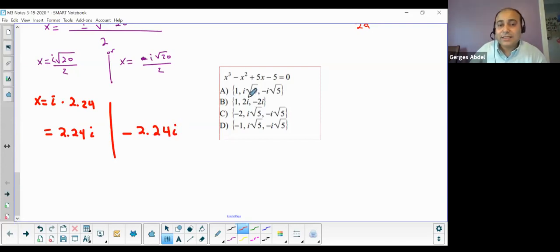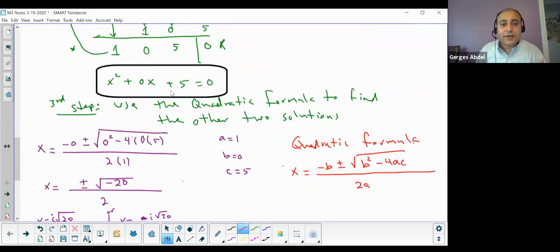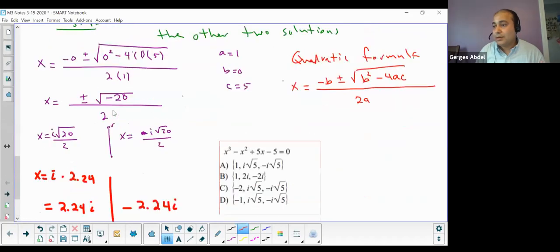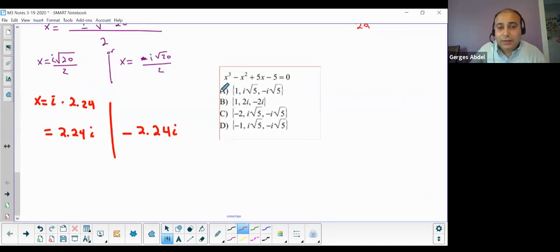So which one is the answer going to be? Obviously the first x value, we got it right here, which is x equals positive 1. All right. So the answer should be either A or B. It cannot be C, it cannot be D. And obviously it's not B because it's 2.24, that is a square root of 5. So that would be the answer, choice A. There is no shorter way to solve this problem.